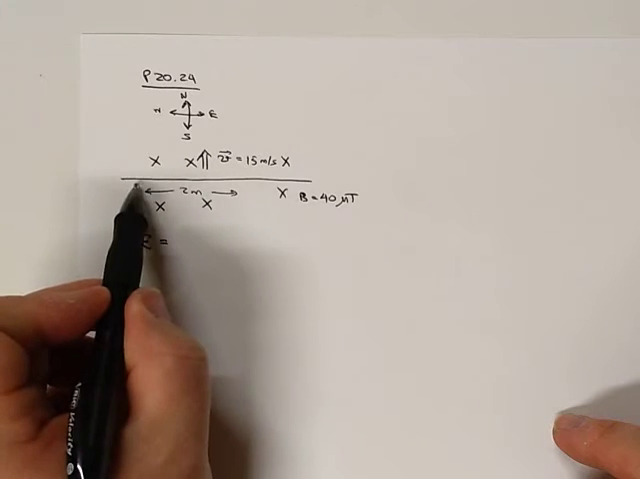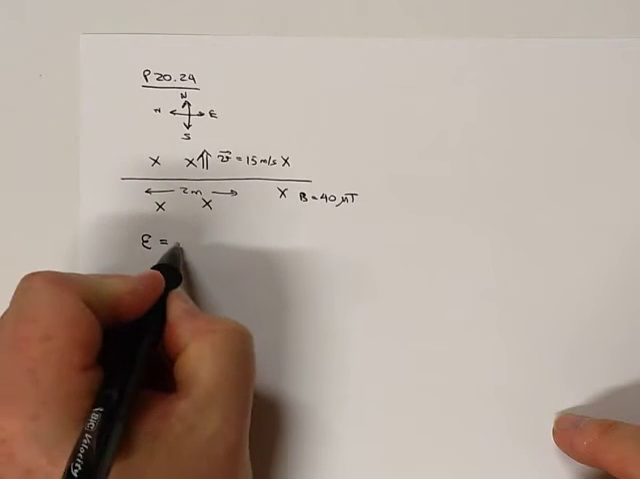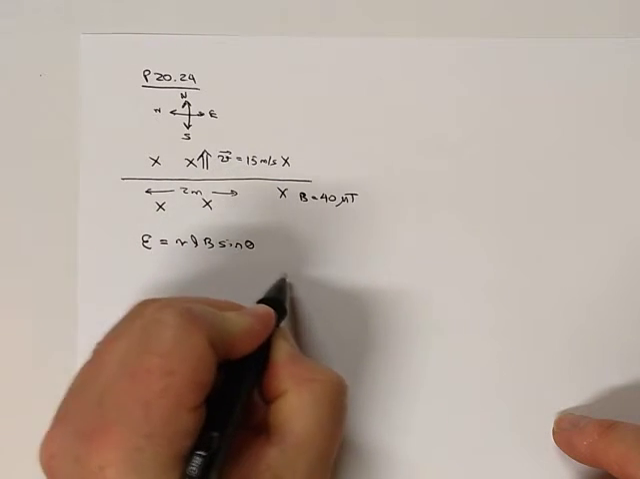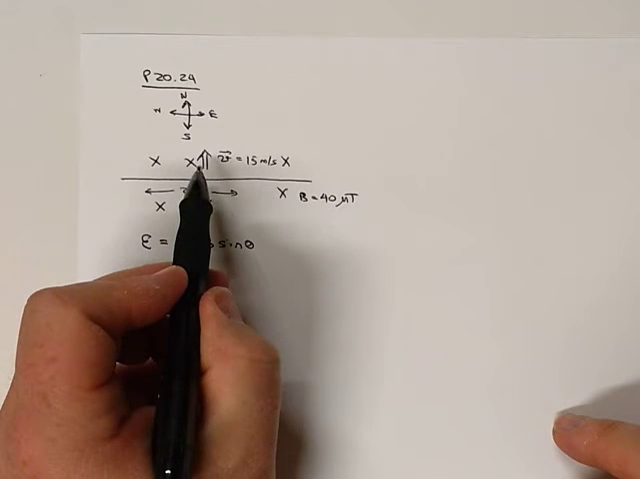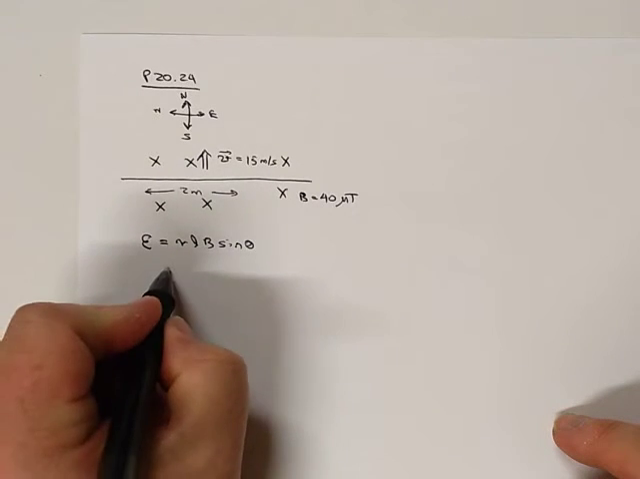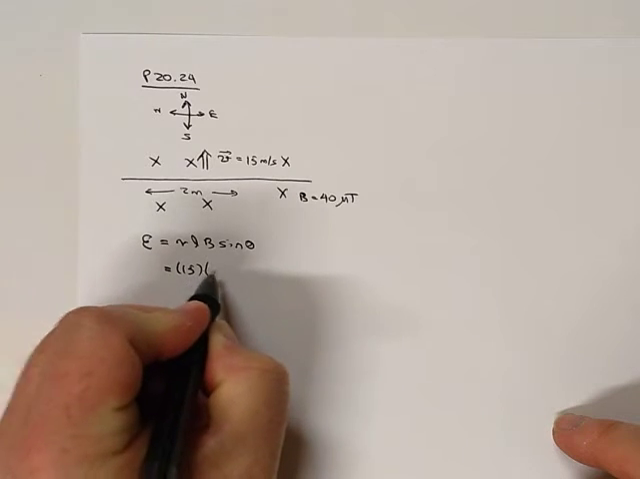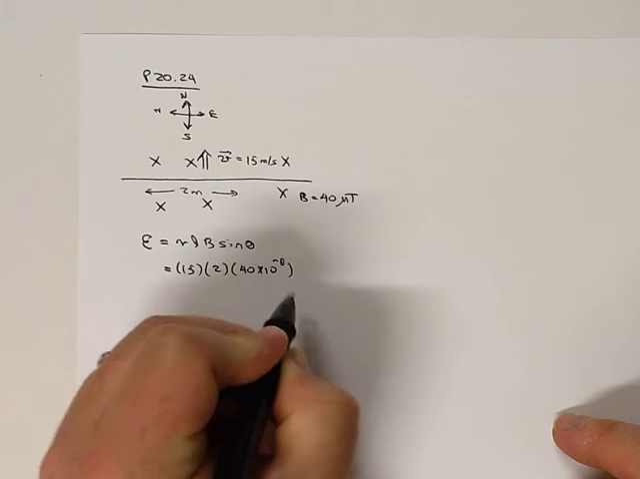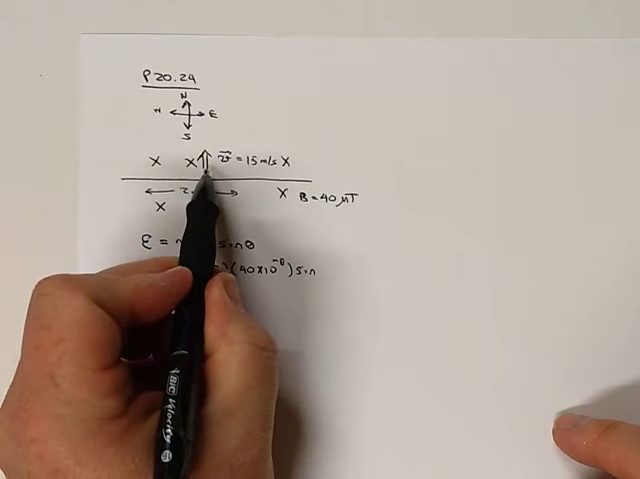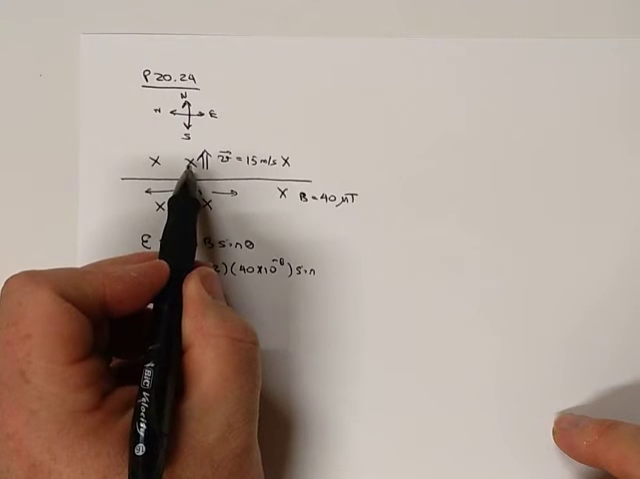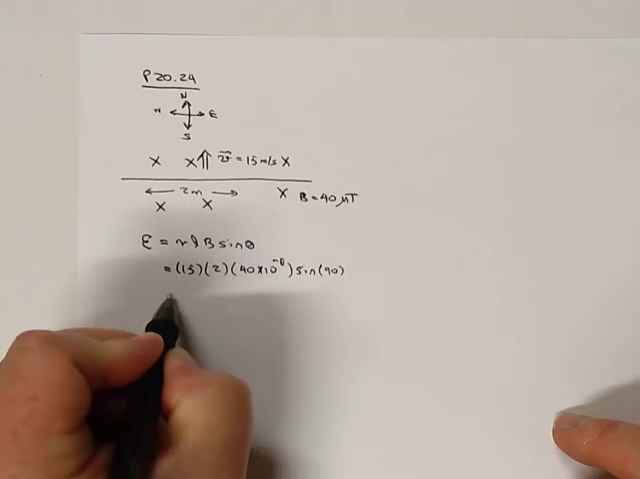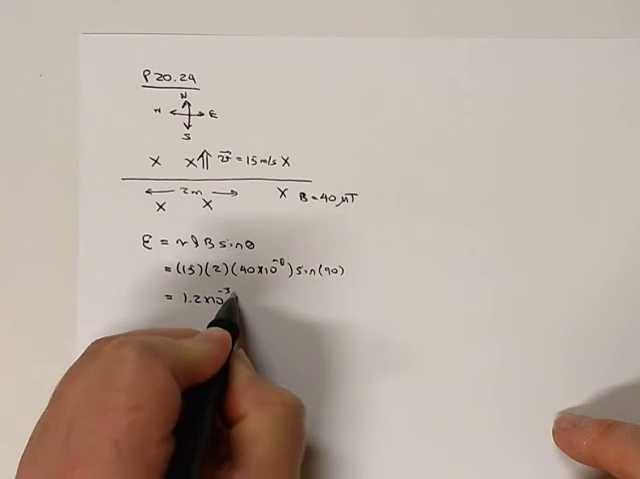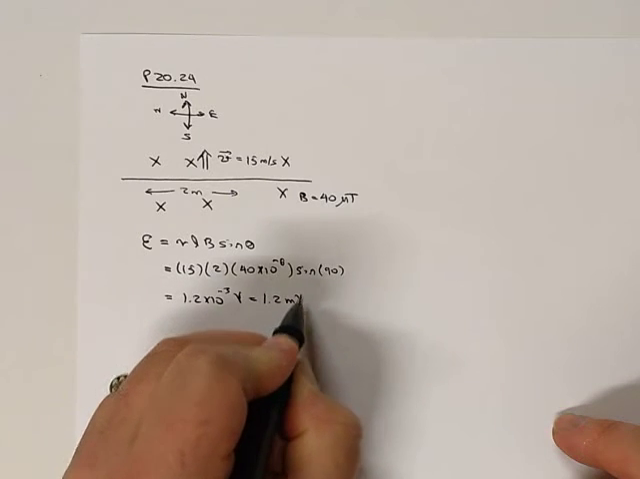Alright, since this is a conductor moving through a magnetic field, the induced potential is E equals V L B sine theta, where this theta is the angle between the velocity and the magnetic field. So in our case, we've got 15 meters per second, a 2-meter length, 40 microtesla magnetic field, and while the velocity is north, the magnetic field is into the page, so that angle is 90, which gives an induced potential of 1.2 times 10 to the minus 3 volts, or 1.2 millivolts.